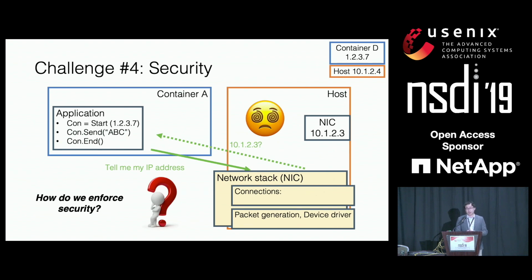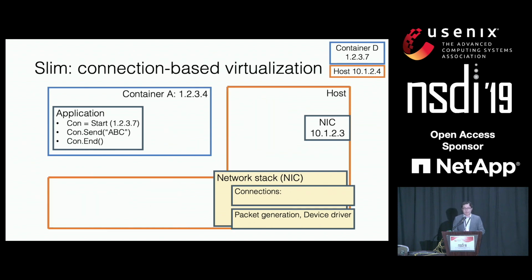The fourth challenge is security. Now the application is talking directly to the network stack. So the application can do something like, tell me my own IP address. Should the host network stack return to you the container IP address or the host IP address? This seems to be very wrong. So now let me talk about how Slim works.